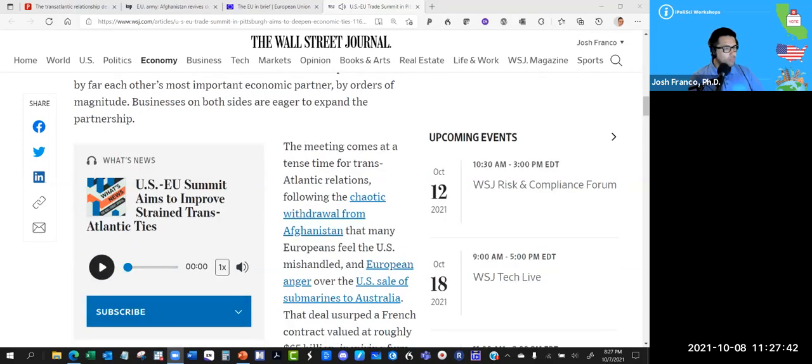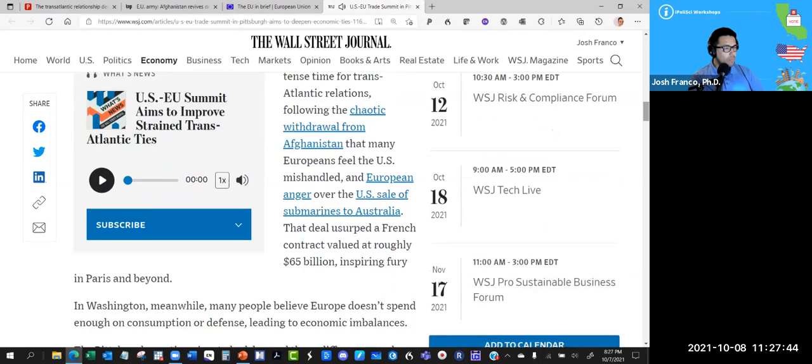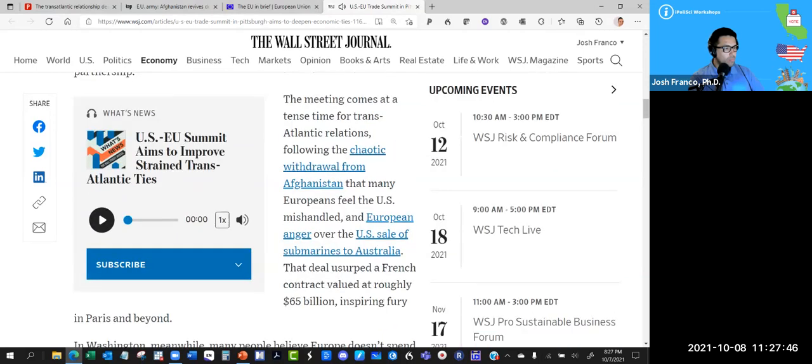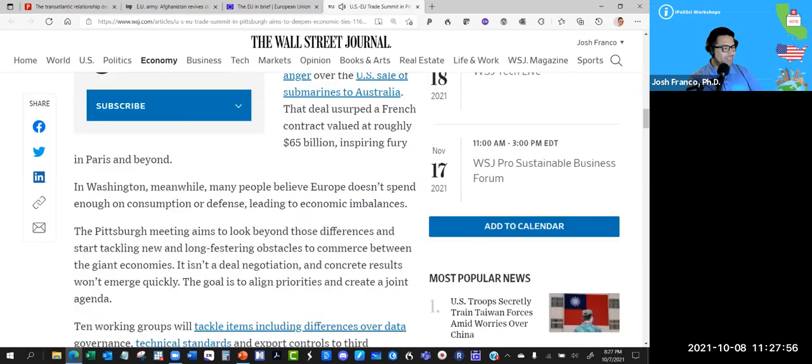The meeting comes at a tense time for transatlantic relations, following the chaotic withdrawal from Afghanistan that many Europeans feel the U.S. mishandled, and European anger over the U.S. sale of submarines to Australia. That deal usurped a French contract valued at roughly $65 billion, inspiring fury in Paris and beyond. In Washington, meanwhile, many people believe Europe doesn't spend enough on consumption or defense, leading to economic imbalances.